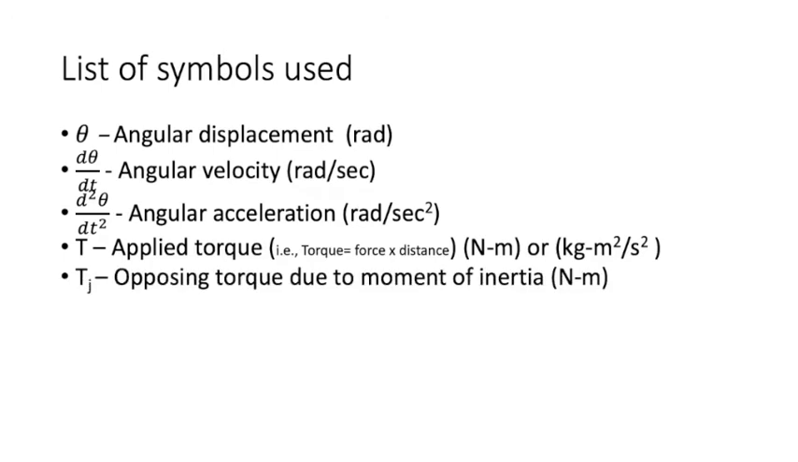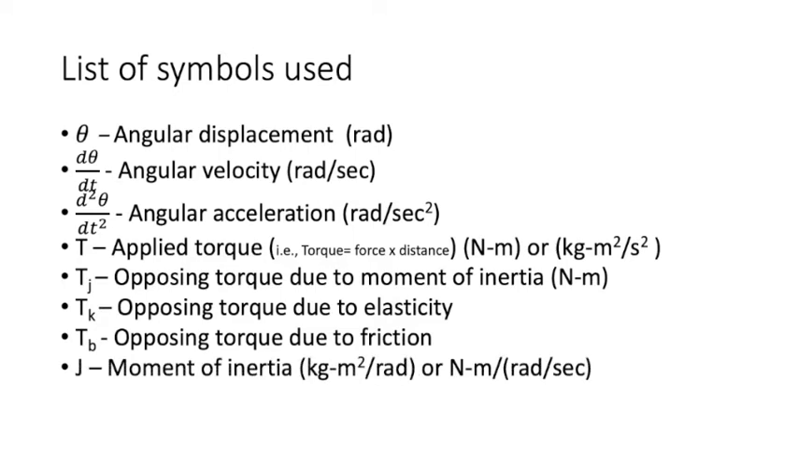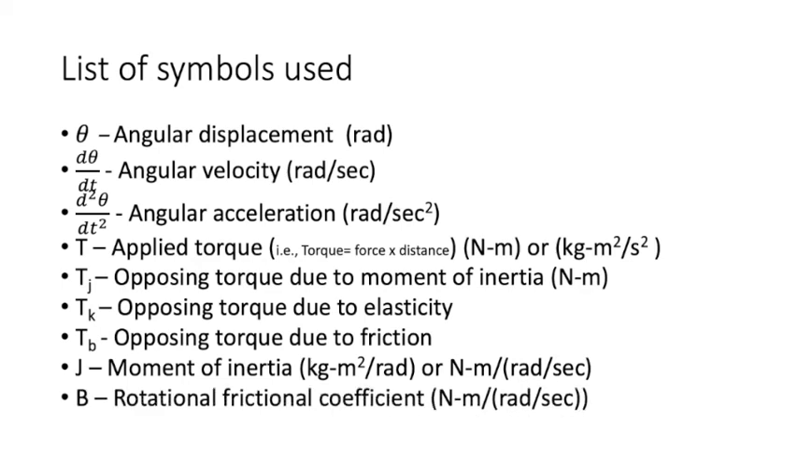Tj is the opposing torque due to moment of inertia. Tk is the opposing torque due to elasticity. Tb is the opposing torque due to friction. This can be compared with the opposing forces due to mass, elasticity, and friction. J represents the moment of inertia, B represents the rotational frictional coefficient, and K represents the stiffness of the spring.